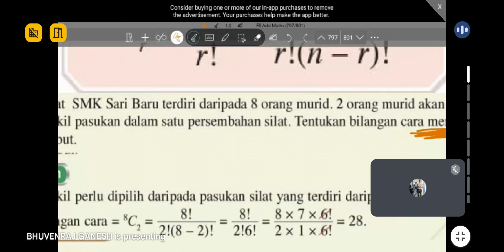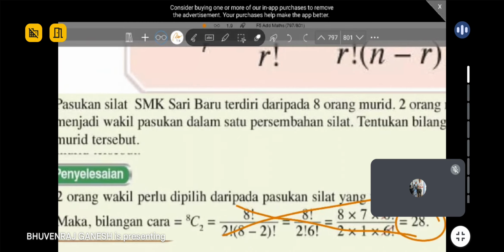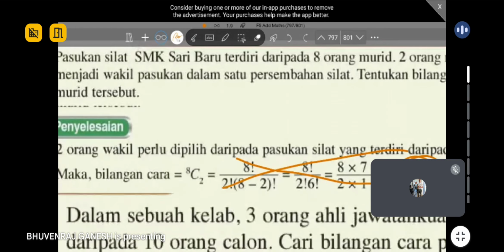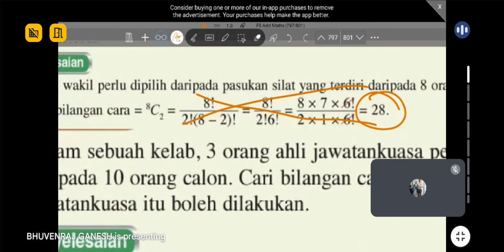Okay, so in exam, you can directly write the answer lah. Tak perlu tunjuk semua yang ni. No need. Okay. Usually the question won't be as simple as this. Dia takkan semudah macam ni. It's more complex.